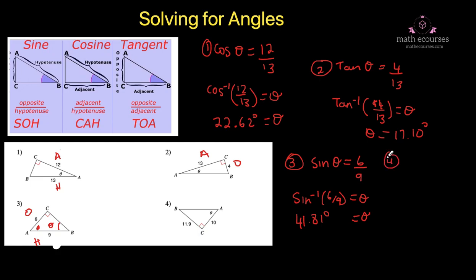And then for the last one, I know that this is the adjacent side, and across from that is my O. So tangent again, we have the tangent of theta equals your opposite, which is 11.9 over 10. Get the inverse tangent. And you will get 49.96 degrees. So just be careful on your labeling and then follow those steps.